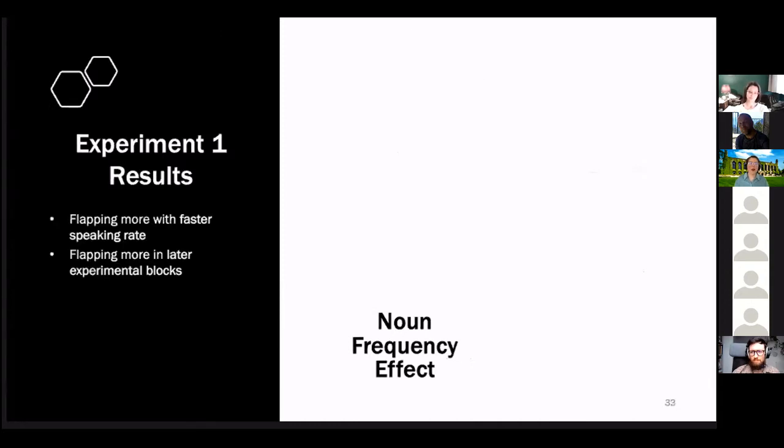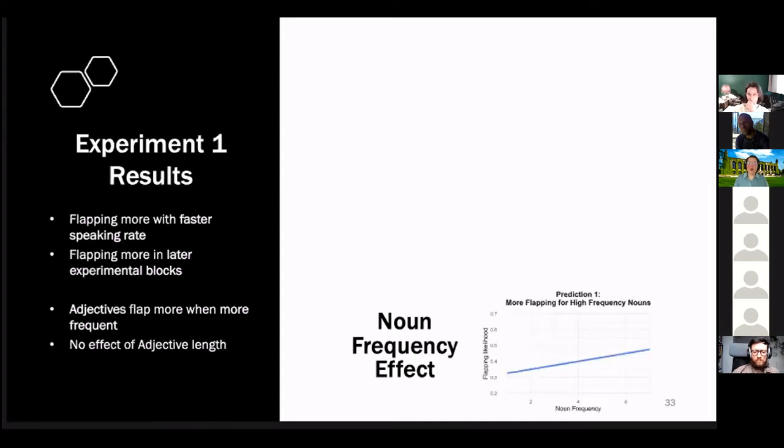So first to tell you a little bit about the results of the control factors, there was more flapping with a faster speaking rate. So if the speaker was speaking more quickly relative to their own speech rate, they were more likely to flap. They were more likely to flap later in the experiment. So as the experiment went on, they got more comfortable with flapping. And also adjectives flapped more when they were more frequent. So the frequency of the adjective itself affected flapping, but there was no effect of the length of the adjective. So the 1, 2, and 3 syllable adjectives did not differ in the amount of flapping.